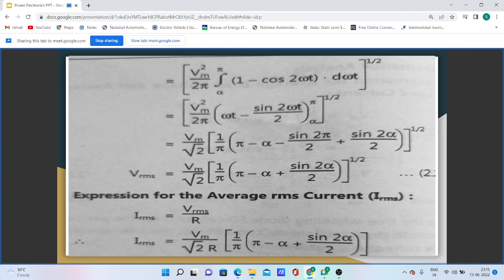Expression for RMS current, that is IRMS, is equal to Vm by root 2 into R, in bracket of 1 upon pi, in bracket pi minus alpha plus sine 2 alpha upon 2.